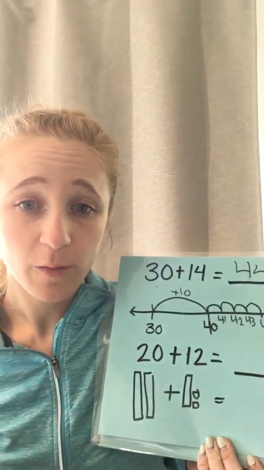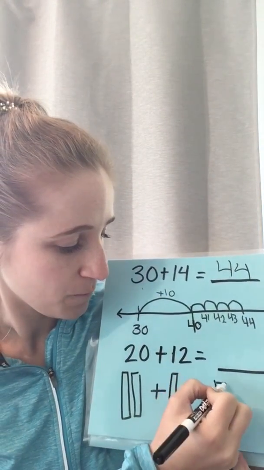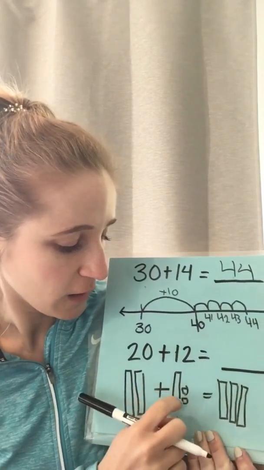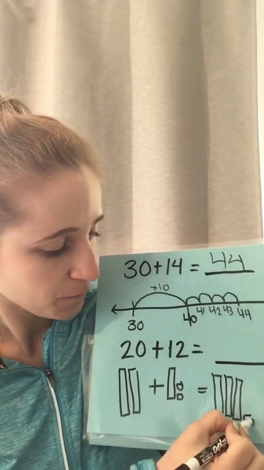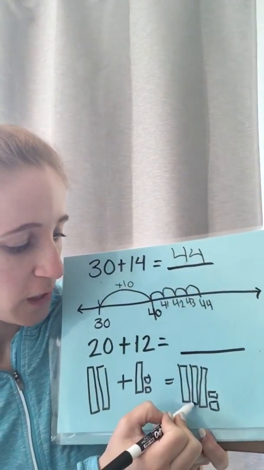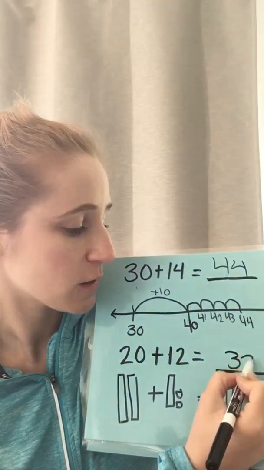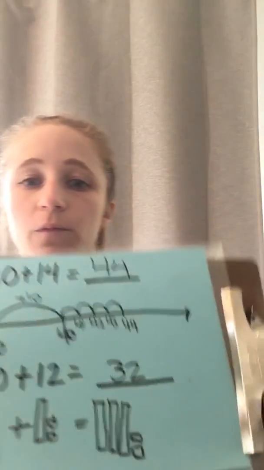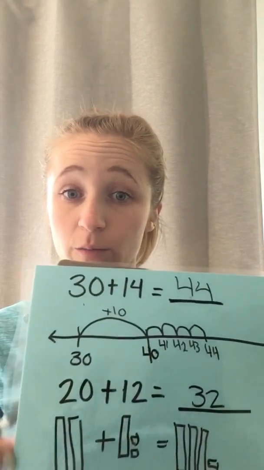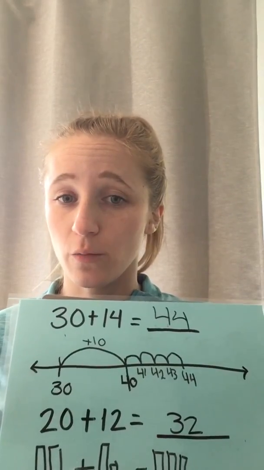Then I'm going to draw them all together. So I have 1, 2, 3 long sticks, 3 tens. And I have my 2 ones. I'm going to count them all up to see what I have. I have 10, 20, 30, 31, 32. So that tells me my answer is going to be 32. You can use both of these strategies with all different kinds of addition problems within 100. These were pretty simple ones, but you might also use them with a little bit harder ones.